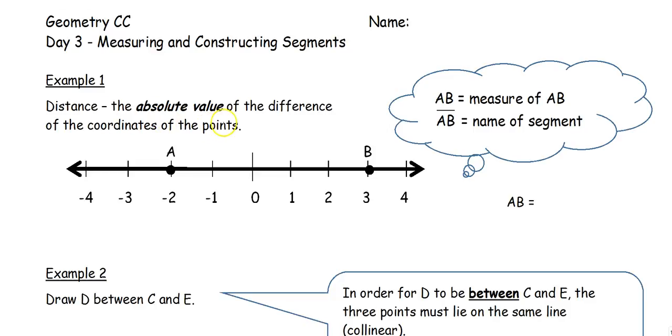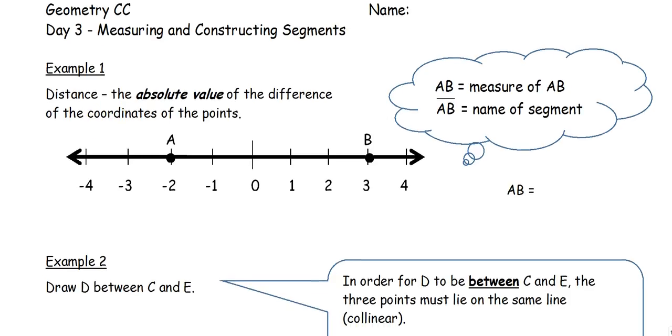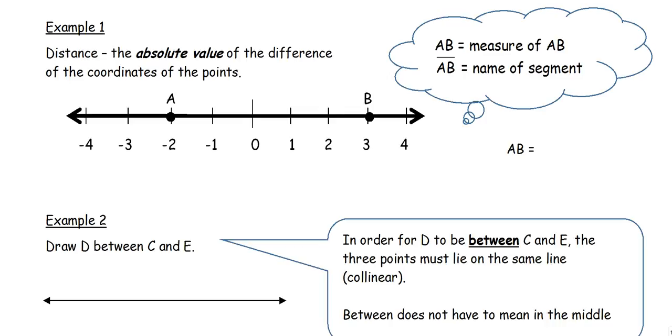Distance is the absolute value of the difference of the coordinates of the point. Now that sounds a lot more complicated than what you're probably used to. If I asked you, what is the difference between A and B? Go ahead. Take a second and see if you can tell me what the difference between A and B is. My guess is what most of you guys did was counted. 1, 2, 3, 4, 5. So you told me that the measure of AB is 5, and that is 100% correct.